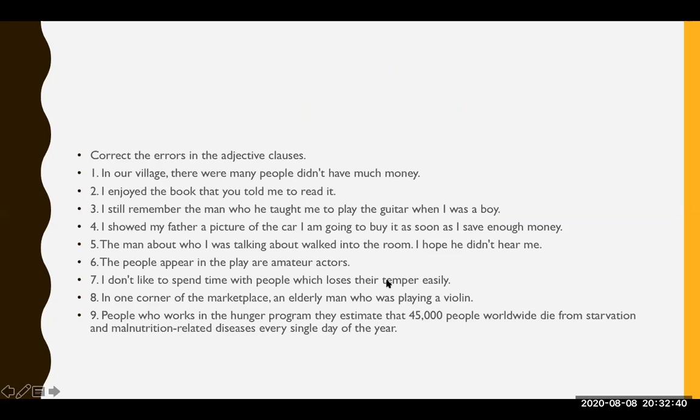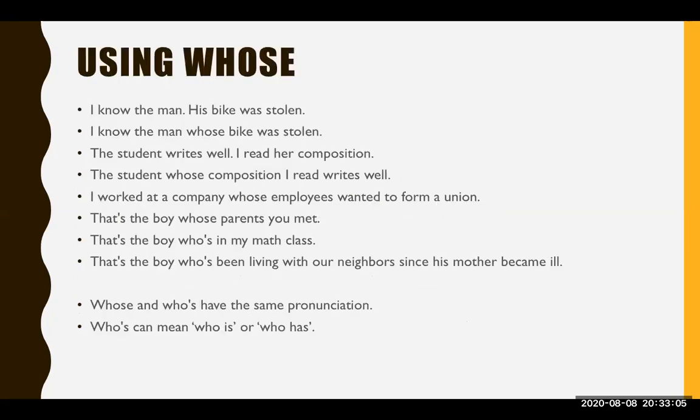Correct the errors in the adjective clauses. These are sentences with adjective clauses, each with an error. Pause the video and try to fix these errors. And if you have questions, you can always ask me about things you don't understand or you can't comprehend. Okay, we continue.